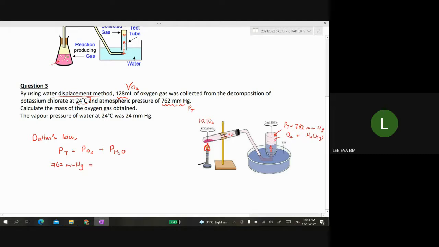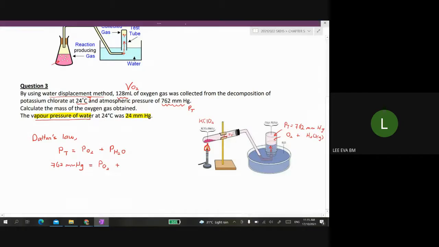Is there a value for oxygen? Partial pressure of oxygen, do we have it? Partial pressure of oxygen we don't have. But if we continue the question over here, we see: calculate the mass of oxygen gas obtained. The vapor pressure of water at 24 degrees Celsius, the temperature is the same, was 24 millimeter mercury. What does this sentence mean?